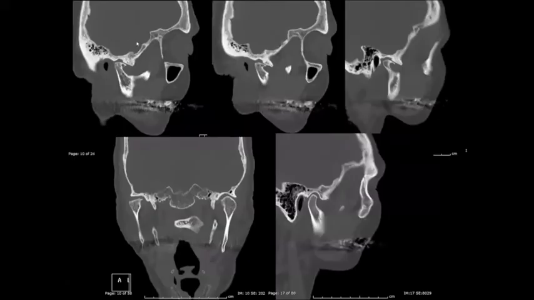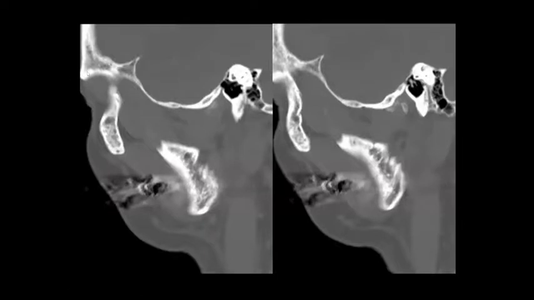Here we can see narrowed right temporomandibular joint. We can see flattening of the condylar head as well as the articular eminence. There's beaking of the condylar head with subchondral cyst formation. Here's an ossified and anteriorly displaced disc.